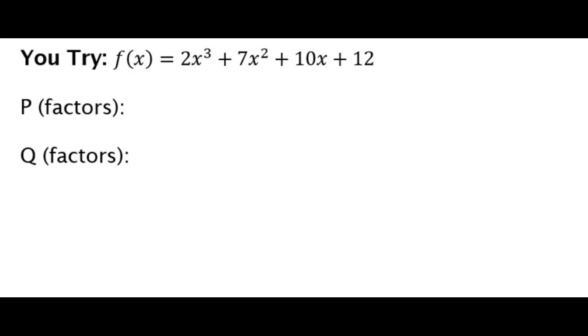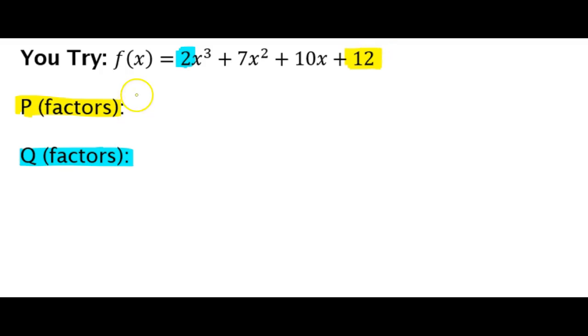First thing I want to make sure everybody's clear on is that my p-value is 12 and my q number is 2. So p is the last number, q is the coefficient of the first term. So let's do factors of p.